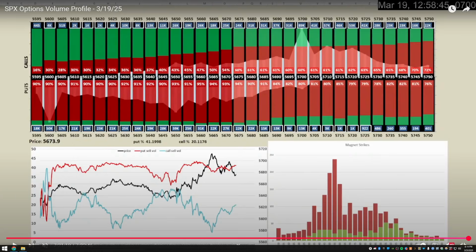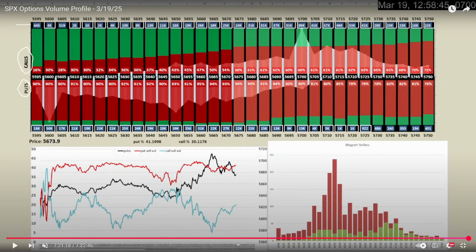Alright, due to popular request, I'm going to cover what this stream is. It's actually very basic, even though it looks kind of intimidating to some people apparently. This is the option chain on the top. This is calls on the top, puts on the bottom. These numbers on the outside are the volume of each strike.